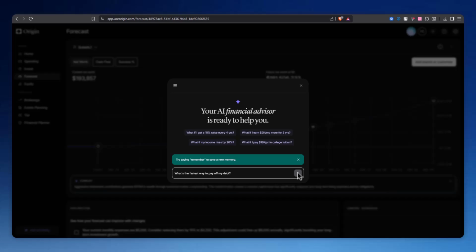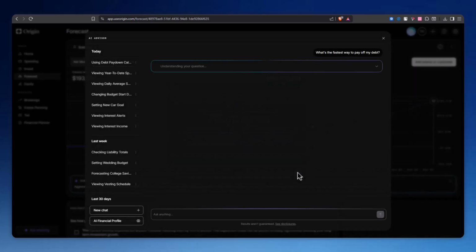You can ask things like, what is the fastest way to pay off my debt? Should I use the avalanche or snowball method? Or how much interest will I save if I pay extra each month?